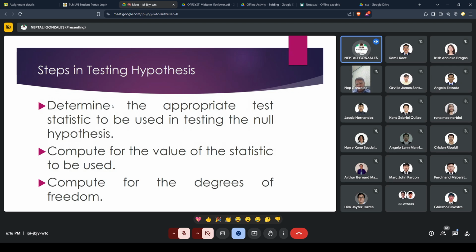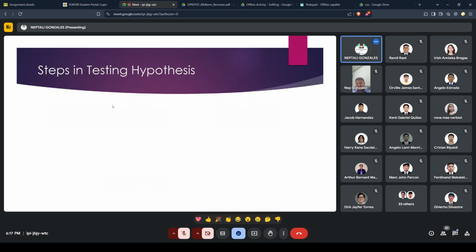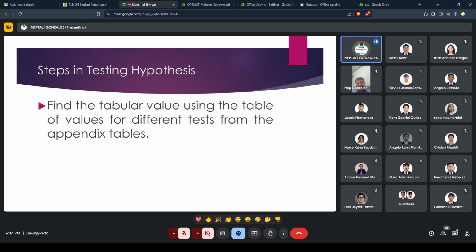Next is to compute for the degrees of freedom, if the test statistics allows computing the degrees of freedom, because there are some test statistics which don't have degrees of freedom. And it is already given. And find the tabular value using the table of values for different tests from the appendix tables. I will be giving you the tables where you can find the values to compare.